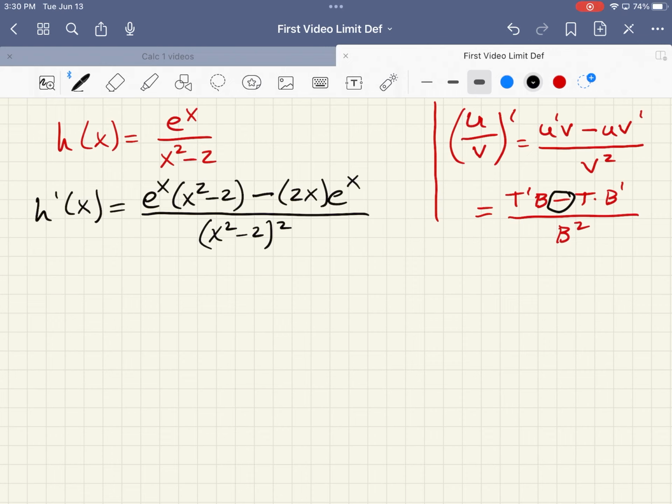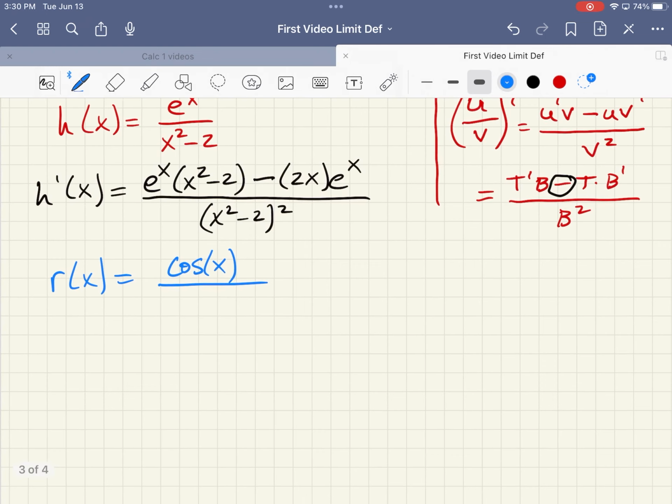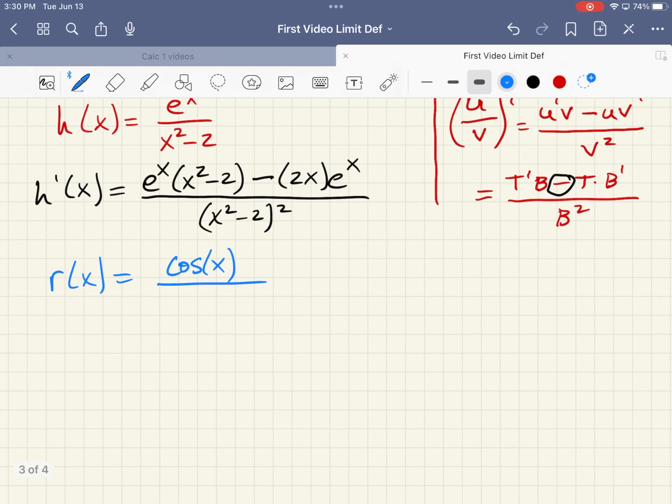All right, so why don't you try this one? Let's call it r of x equal to, we'll say, cosine of x over, let's see here, let's say 4 to the x. All right, so why don't you pause the video and give that one a shot.